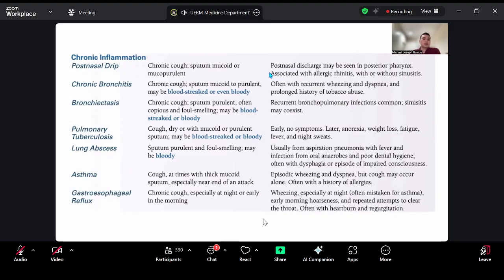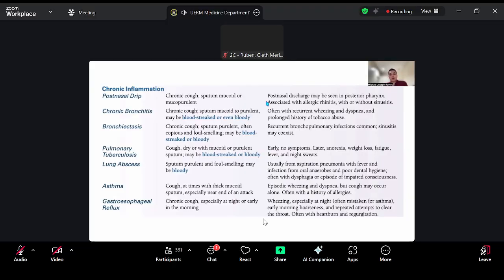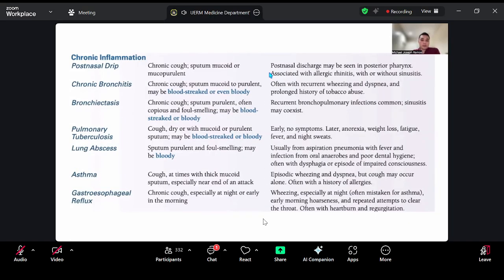Chronic bronchitis, on the other hand, is associated with a prolonged history of smoking causing airways disease, often with wheezing and dyspnea. Sputum can be mucoid, purulent, or blood-streaked. And by guidelines, in its definition, the cough must be productive and persistent for at least 3 months per year and for at least 2 years consecutively.